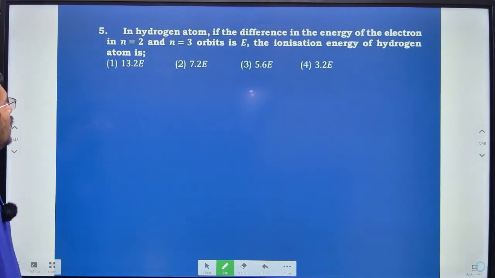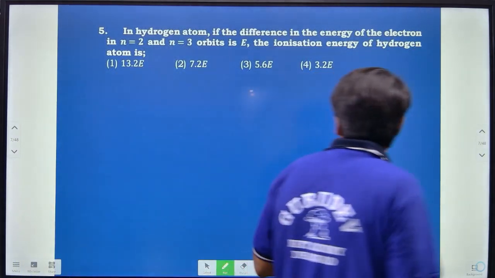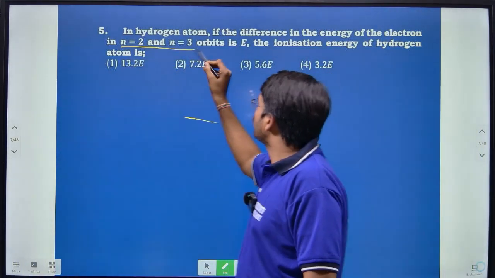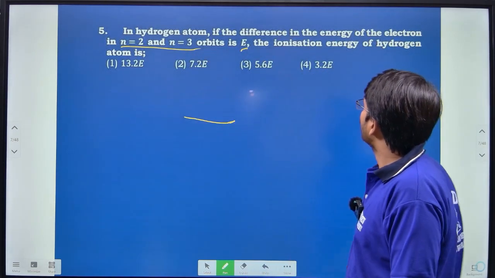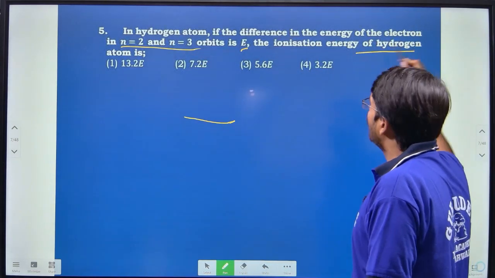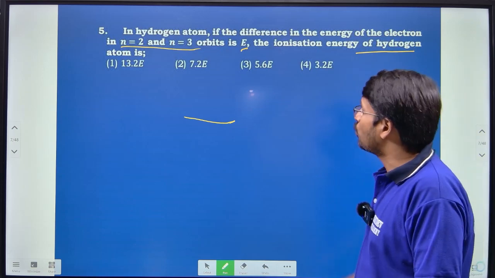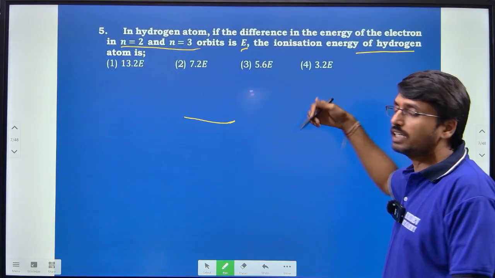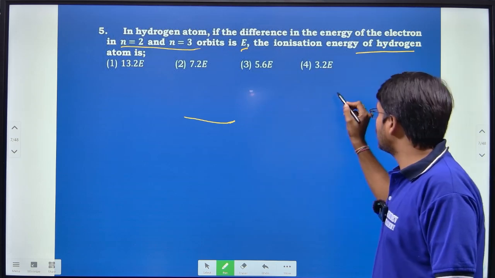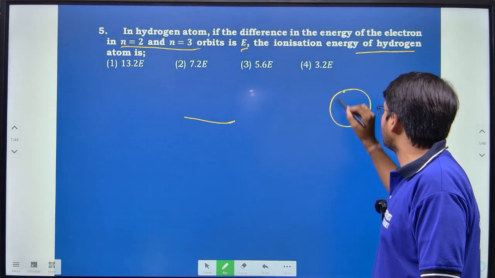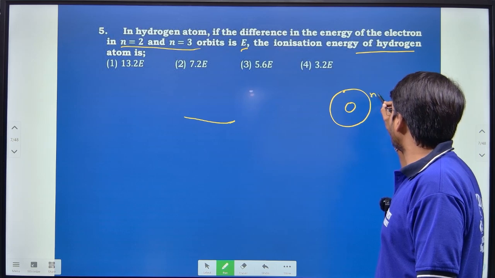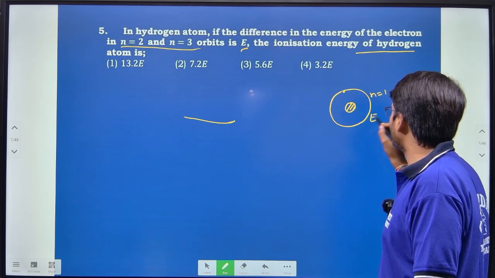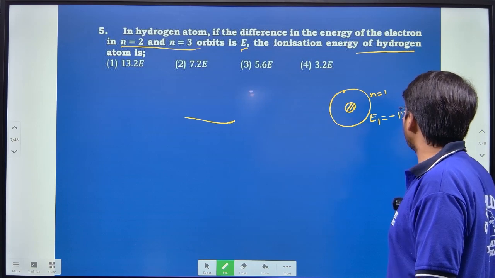Next, in a hydrogen atom, if the difference in the energy of the electron in n equals 2 to n equals 3 is E, then the ionization energy of the hydrogen atom is, what is the equation for the ionization energy? We know the value of the ionization energy. If the electron is in the ground state, n equals 1, we know that E1 equals minus 13.6 electron volt.